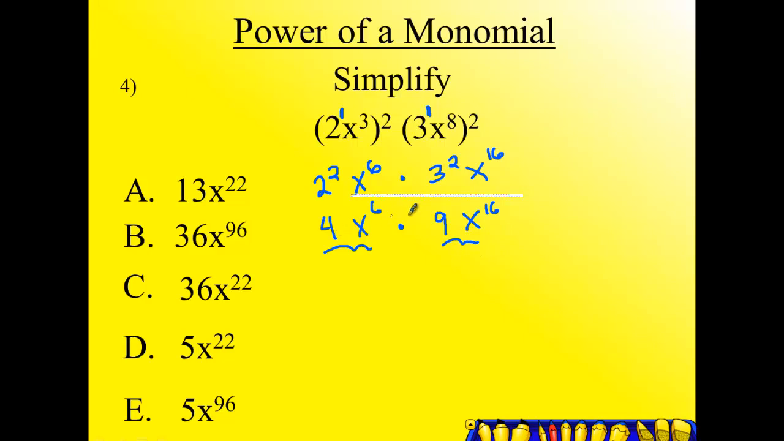So we are multiplying this monomial by another monomial. So multiply 4 and 9. That's 36. So based on the options, we can now cross out A, D, and E. We are left with B and C. Now x6 times x16, you copy the base and add the two exponents. 6 plus 16 will give you 22. Therefore, the final answer is letter C.